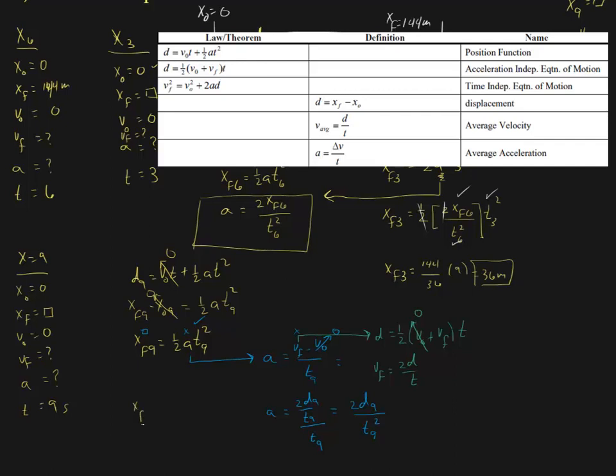So we get x final 9 is equal to 1/2 times the quantity 2d9 over t9 squared, times t9 squared. And so the t9 squareds cancel each other out, and we get x final 9 is equal to 1/2. Oh, the 1/2 and the 2 cancel out. So we get x final 9 is equal to x final 9 minus x initial. x initial is 0. And we end up with this nonsense statement right here that says x final 9 equals x final 9.